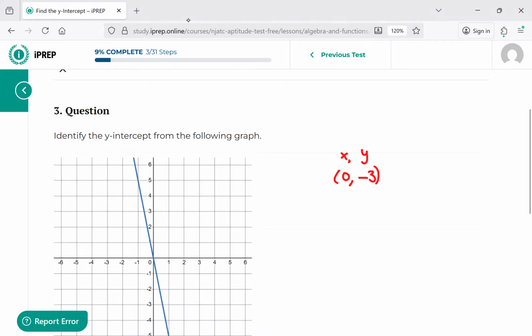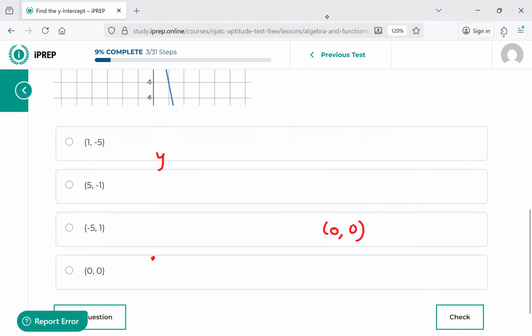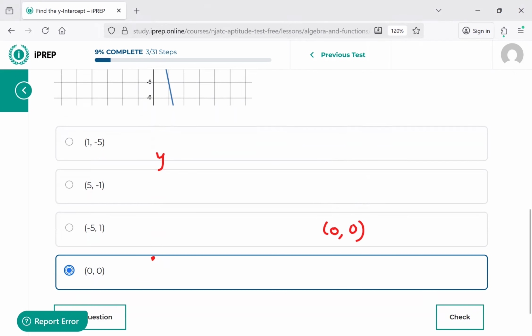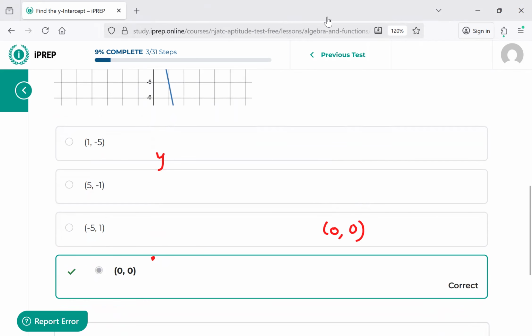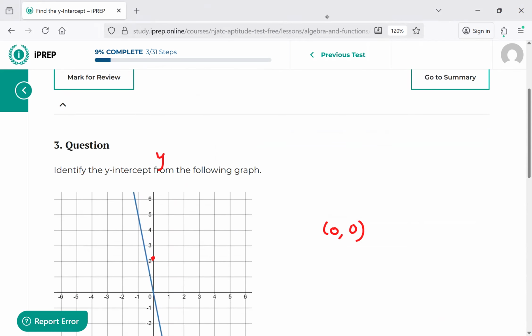Okay, this one. What is my y-intercept? It looks like it hits the y-axis. It goes through the origin, 0, 0. So this one right here. Yep, pretty fun, right? Yes, it is.